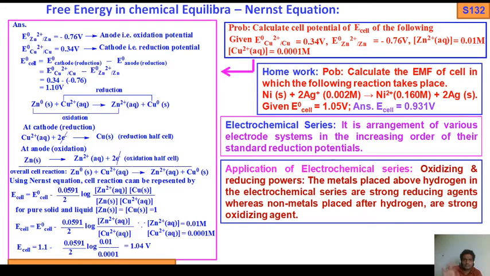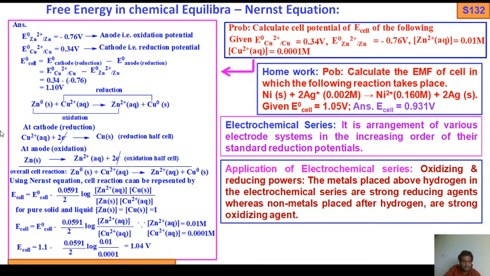So, given the reduction potential values, you see there is no cell reaction given. There is no cell reaction given. So first, you write down the cell reaction from the standard reduction potential values.